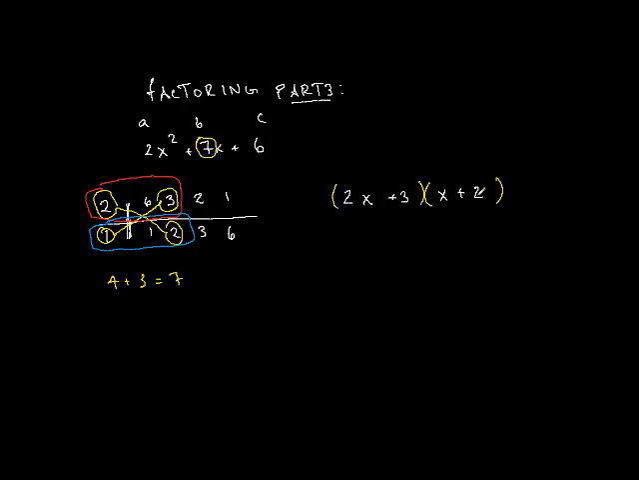So let's see if when I FOIL this out, it actually gives me 2x squared plus 7x plus 6. So 2x times x is 2x squared. 2x times 2 is plus 4x. 3 times x is plus 3x. And 3 times 2 is plus 6. So that's just 2x squared plus 7x plus 6. Yes, it does. So this technique worked.